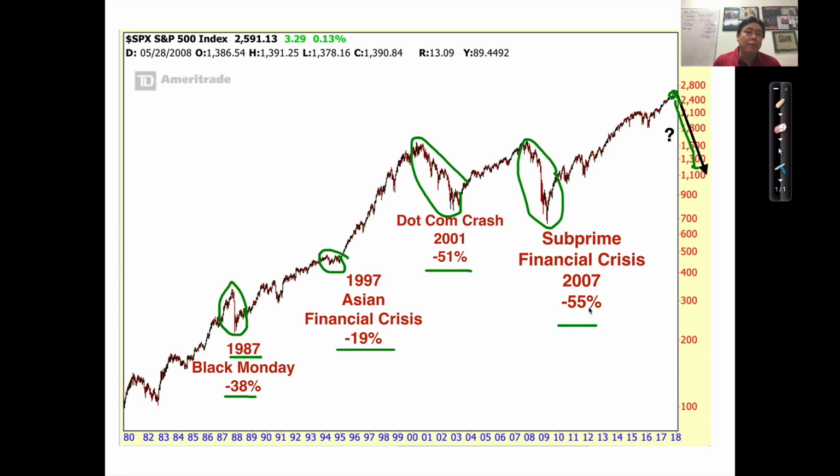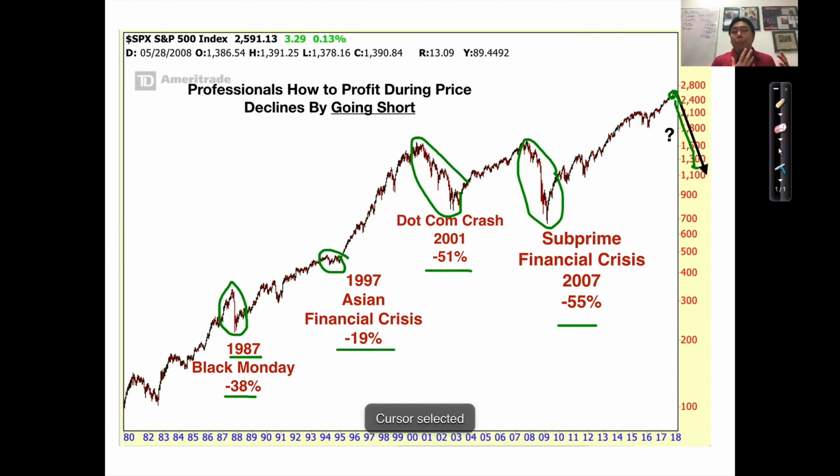Now, of course, if you hold on to good companies, you don't have to worry, because eventually the prices will go back up and even higher. No worries about that. But here's the point. Professionals, besides knowing how to hold on to good companies, also know how to profit during a bear market by going short. So if you want to be able to make money consistently every single year, you have to learn how to short the market.